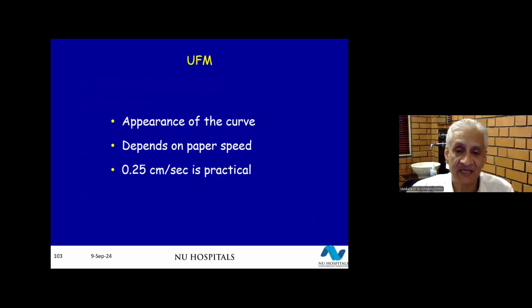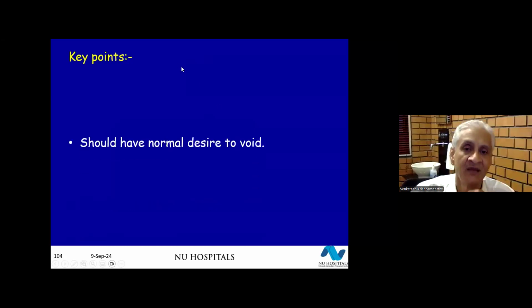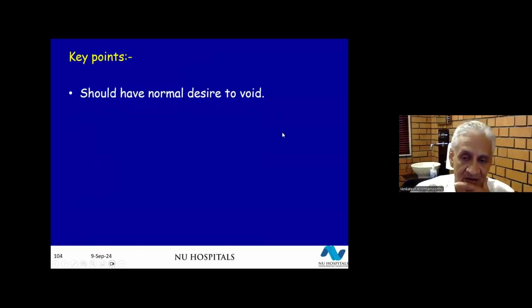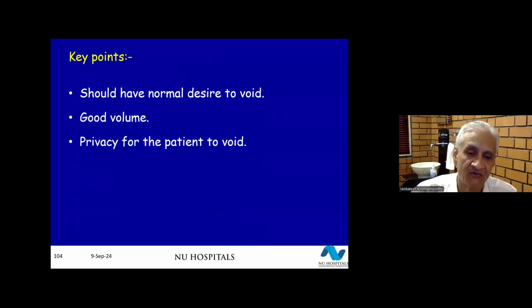Don't go just by the appearance of the curve. It depends on the paper speed, as I told you, but look at all the parameters. There are so many parameters that one graph and the notations of the various values gives you so much information on what is happening with the uroflow. So the patient should have a normal desired void, should have a good volume, privacy for the patient void.